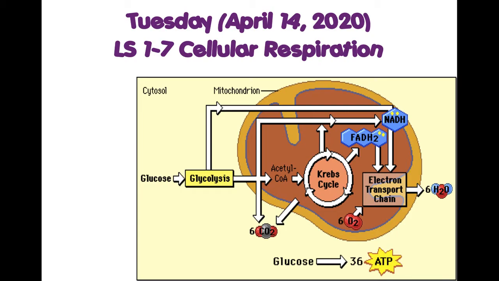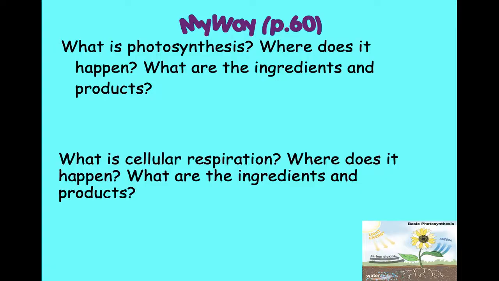It's Tuesday, April 14th. We're going to continue on the unit photosynthesis and cellular respiration. Yesterday we did photosynthesis, today we'll do cellular respiration, which is the evil twin of photosynthesis. So don't forget to do your My Way on page 60. Yesterday we talked about photosynthesis, where it happens, and what the ingredients and products are. Today we're going to do cellular respiration.